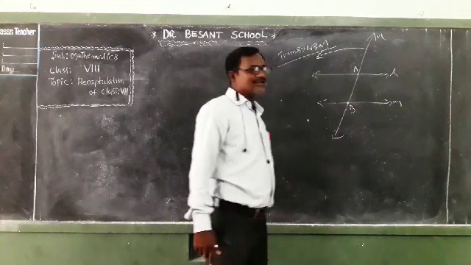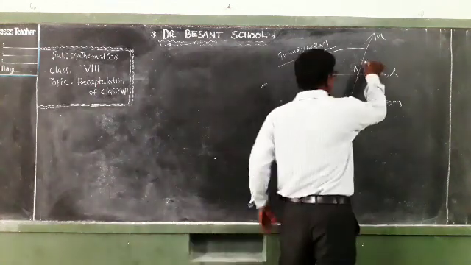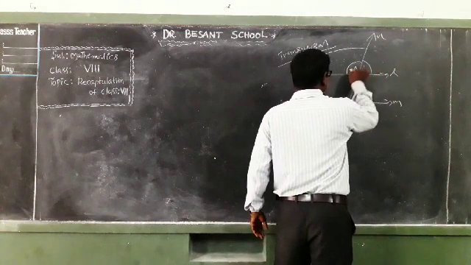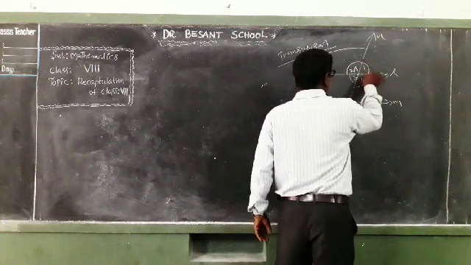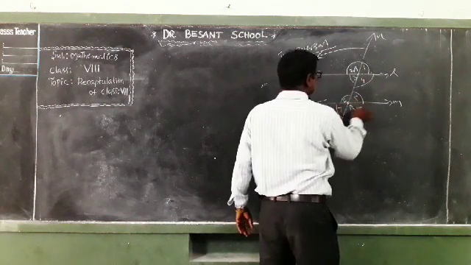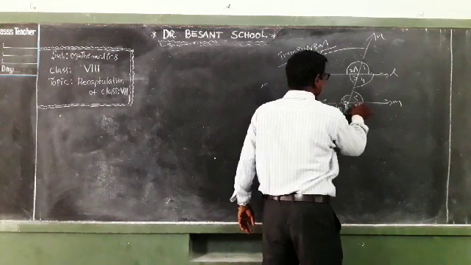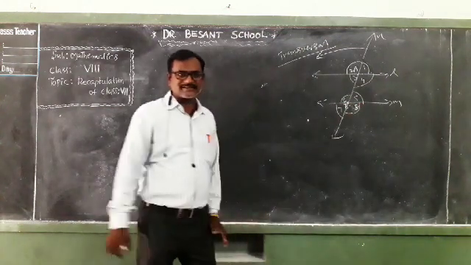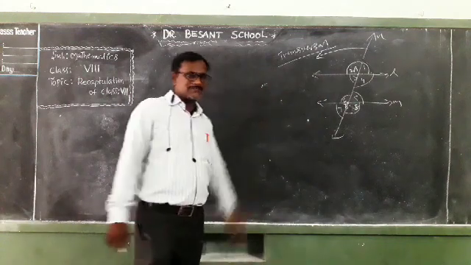So totally, how many angles are formed? 8 angles. This is angle 1, this is angle 2, this is angle 3, this is angle 4. Again, this is angle 5, this is angle 6, this is angle 7, and this is angle 8. Total how many angles are there in this diagram? 8 angles, and the 8 angles are classified into some types.